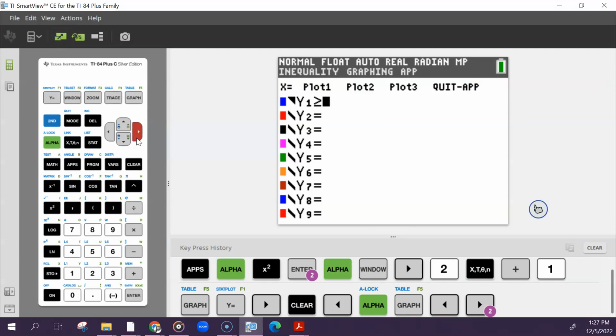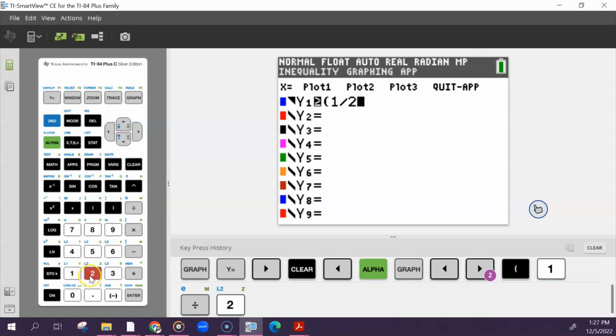In this mode, you cannot use fractions, unfortunately. So you have to put them in parentheses, like 1 divided by 2x.